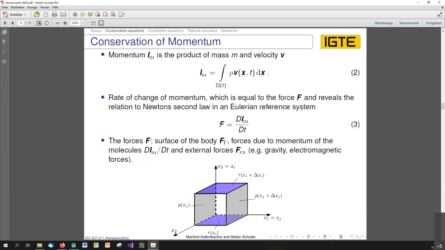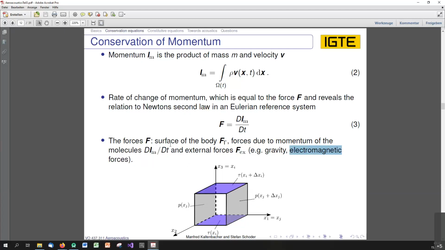Here the sum of the forces are surface forces and some volume forces. Volume forces are, for instance, gravity or some electromagnetic forces, and surface forces are like the pressure, the imposed pressure on some body.